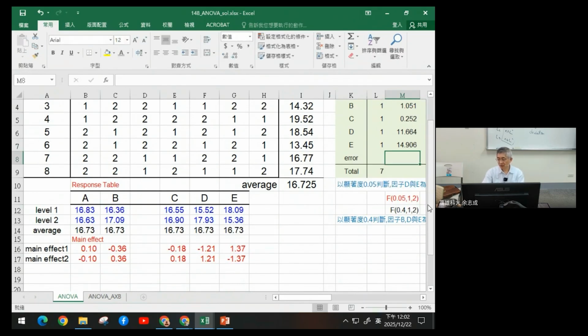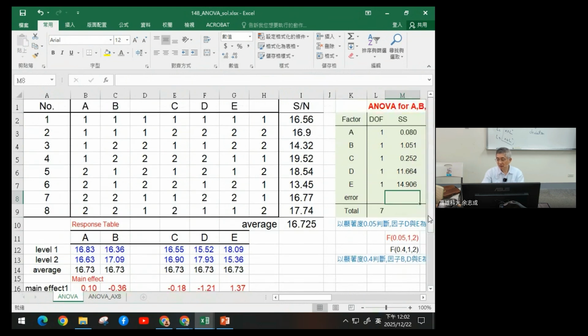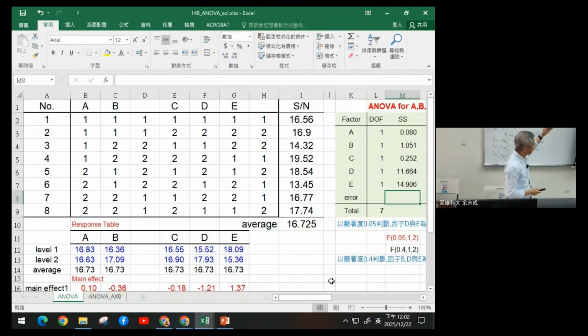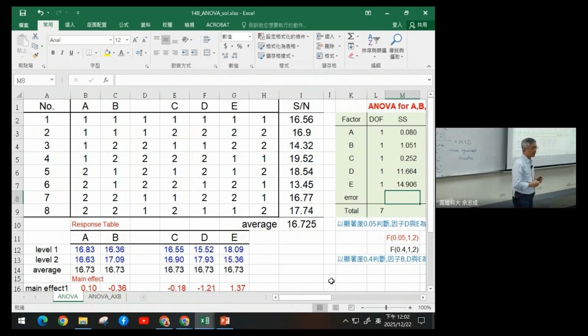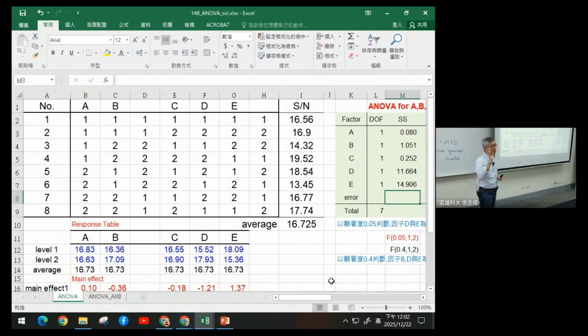Okay, then you can calculate the sum of square for A, B, C, D, E. Any questions?